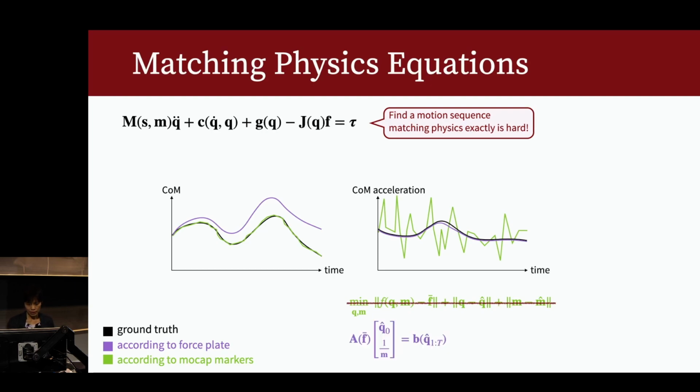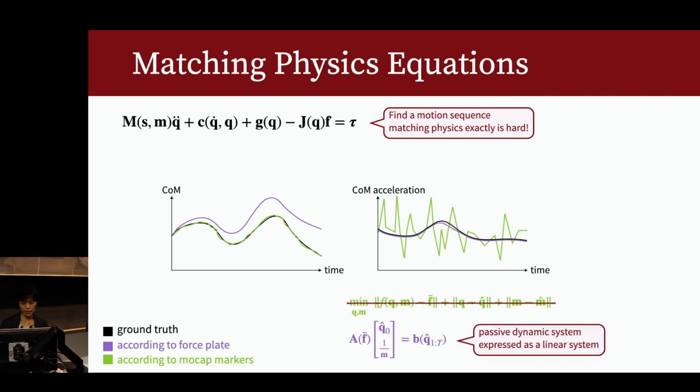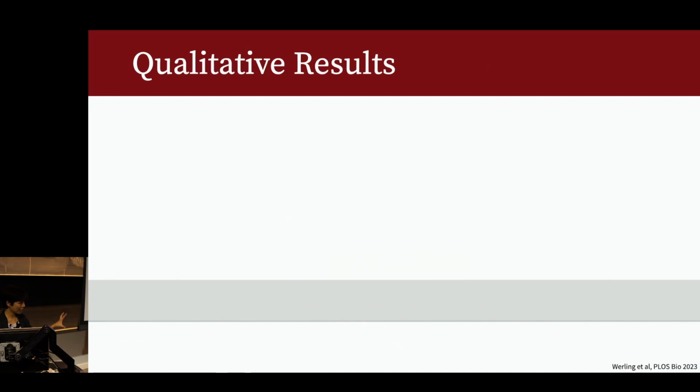So since Newton's second law is described in second-order differential equations, we found it much easier to start out with the purple curve, which agrees with the dynamics, and then try to fit that purple curve based on the information we get from mocap. And if you work out the math, essentially we're solving a passive dynamic system expressed as a linear system instead of a quadratic program, which has these really unstable gradients. So with that little twist to have a better initial guess for our non-convex optimization, we can get very accurate kinematic and dynamic information.